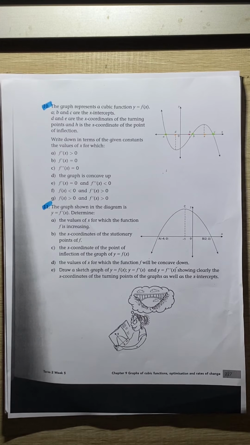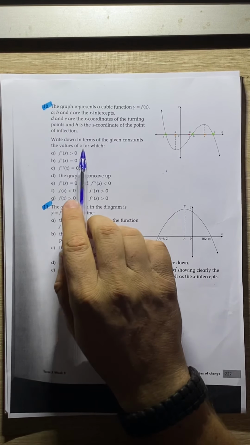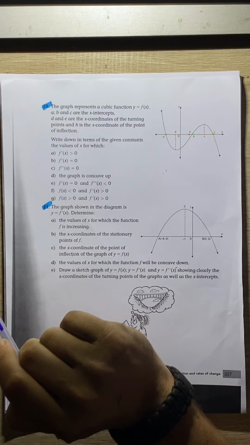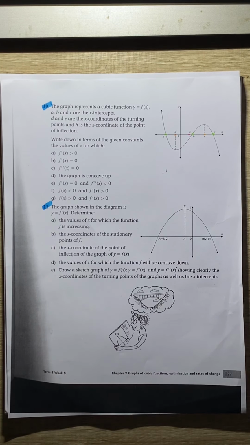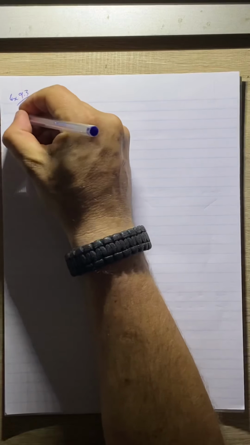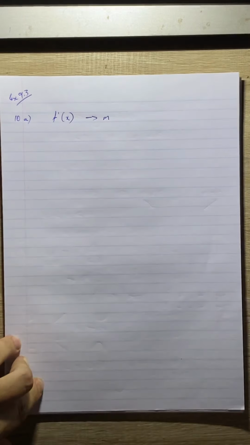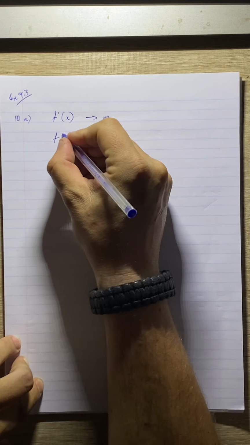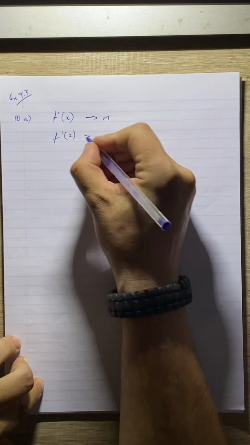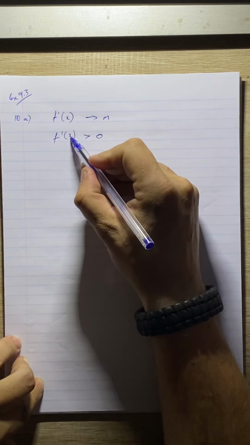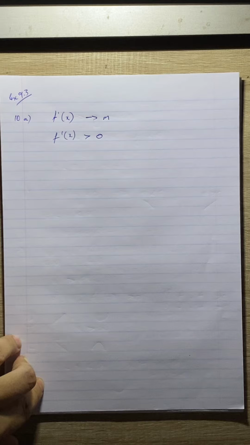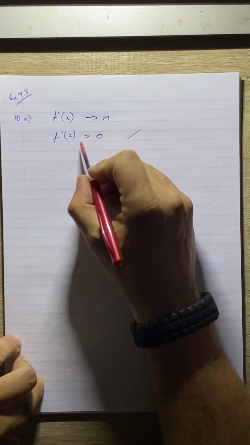Write down, in terms of the given constants, the values of x for which f dash x is greater than 0. So remember, f dash x is the same as saying the gradient. And here they're saying f dash x greater than 0. So if we have a gradient that is greater than 0, we are looking for a line that is going in that direction because it has a positive gradient. So that's where I'm looking for my graph going in that direction like that.